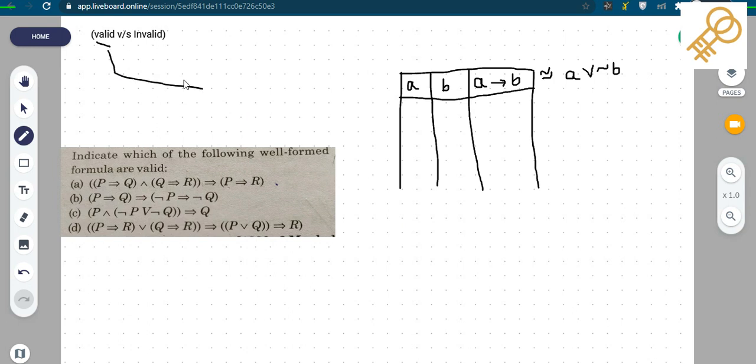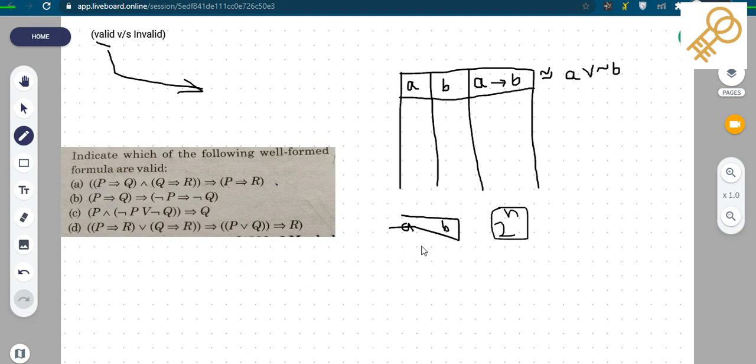Valid means if all the combinations... I hope you are all familiar with the true-false combinations. It depends on the number of variables, the number of propositions you are using. So suppose I am using two variables, A and B. For two propositions, how many true and false combinations are required? 2 to the power n combinations are required for n propositions.